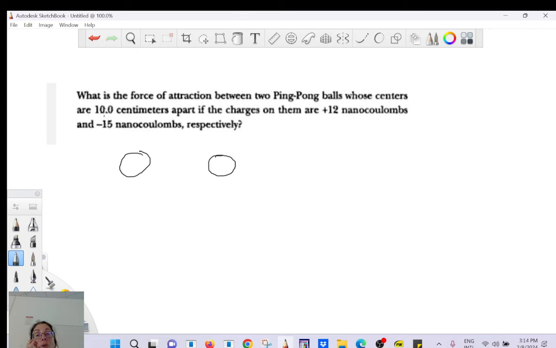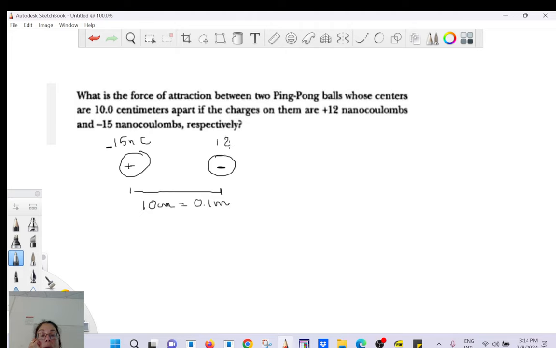Okay, so first you draw. You bring all the information in a drawing. So 10 centimeter, you convert that to meters, so 0.1 meters. One is positive, so I'm going to put a plus here. The other one is minus. Here is 15 nanocoulomb in magnitude, so minus here.